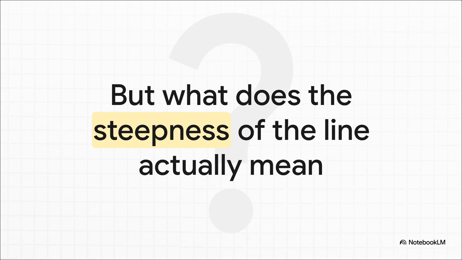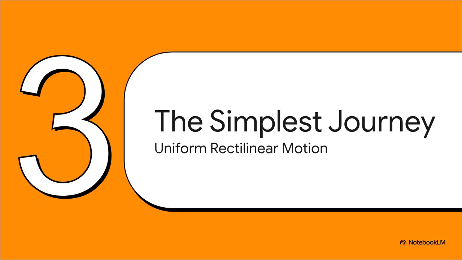Well, the key to understanding the language of this story is all in its shape, specifically how steep it is. Okay, let's start with the absolute simplest story you can tell. An object that's just moving in a perfectly straight line, at a perfectly steady speed. No drama, no speeding up, no slowing down, just cruising along.